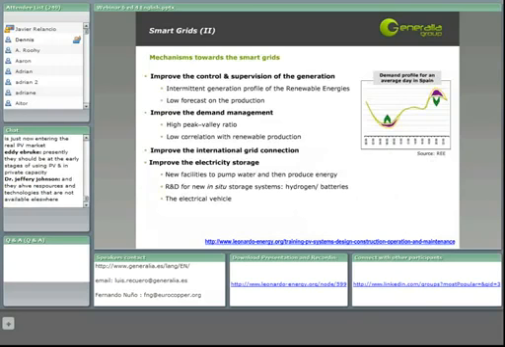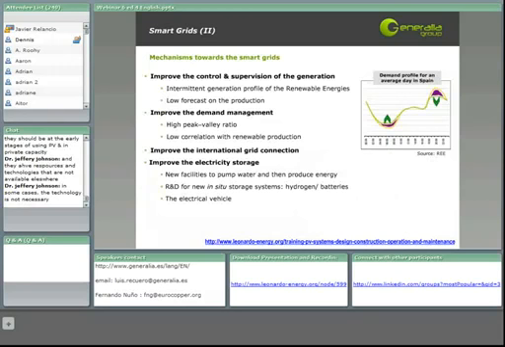Second, to improve the demand management, because nowadays there is a high peak valley ratio, as you can see in the picture in this slide, with a low correlation with renewable production. Some proposals include the use of electrical cars in order to reduce these peaks and valleys.